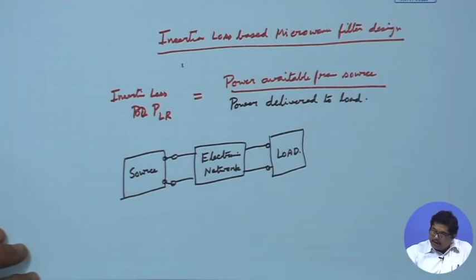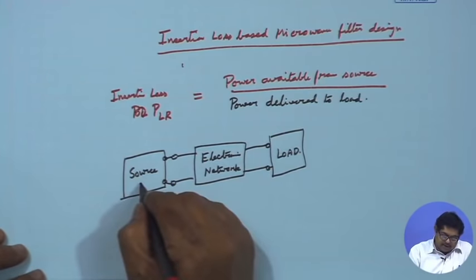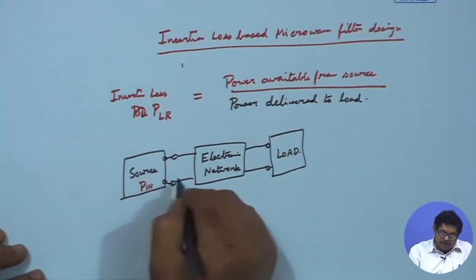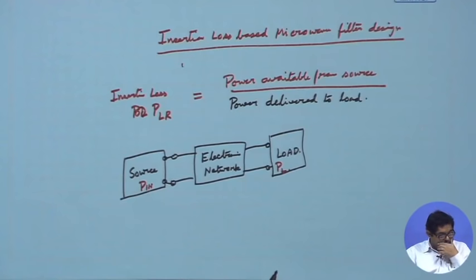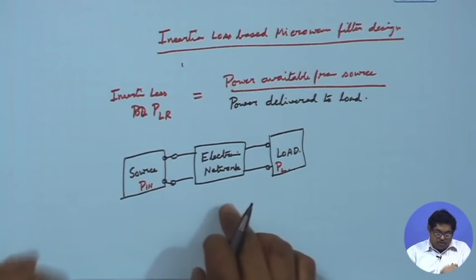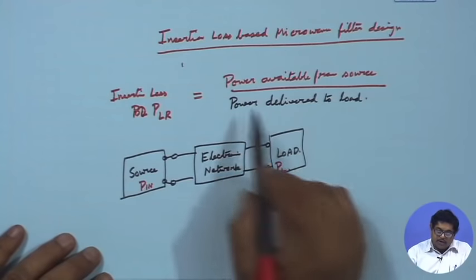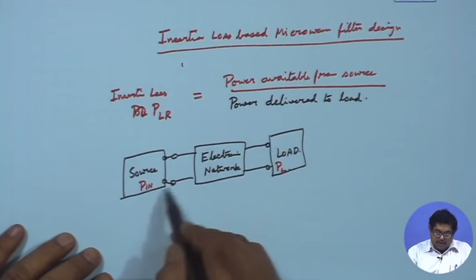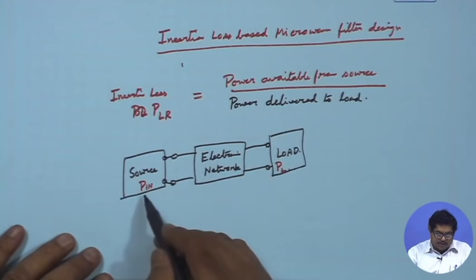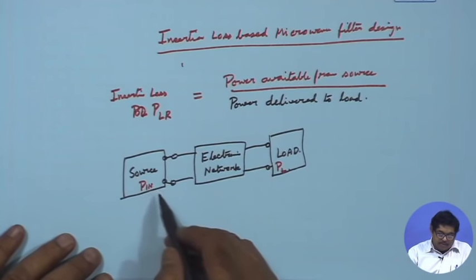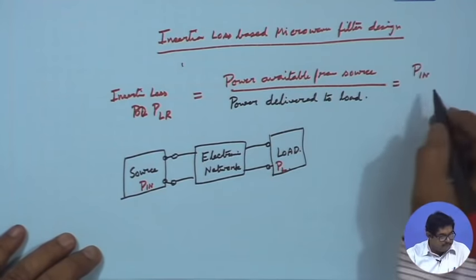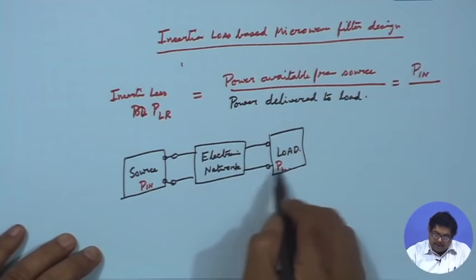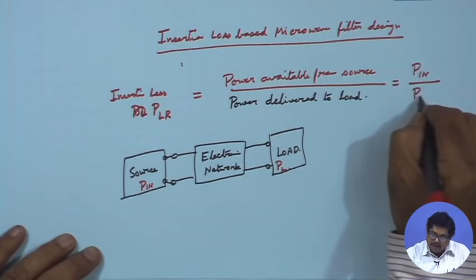Now, let the power source is delivering P in and the load is taking PL. So, insertion loss, power available from source. What is the power available from the source to this electronic network? That is P in. So, I can write this as P in, and power delivered to load is PL.